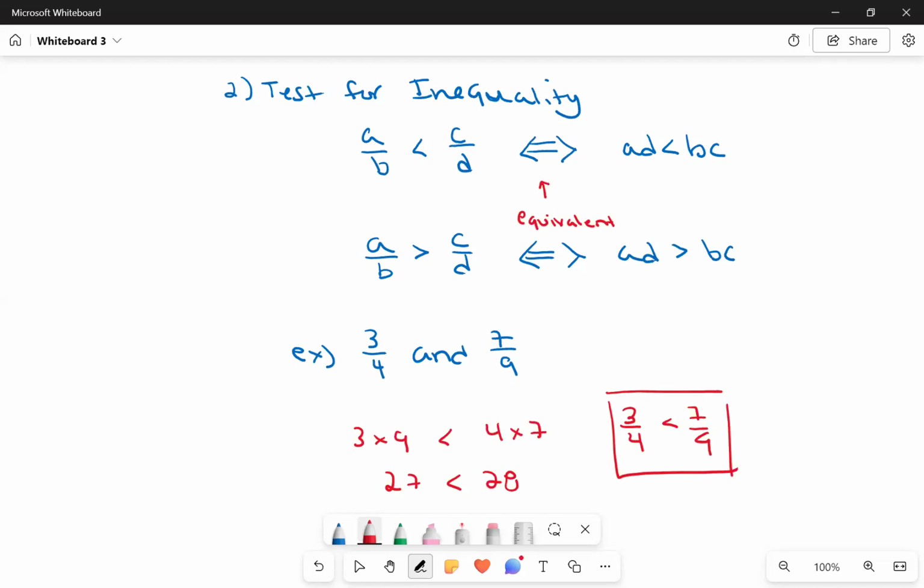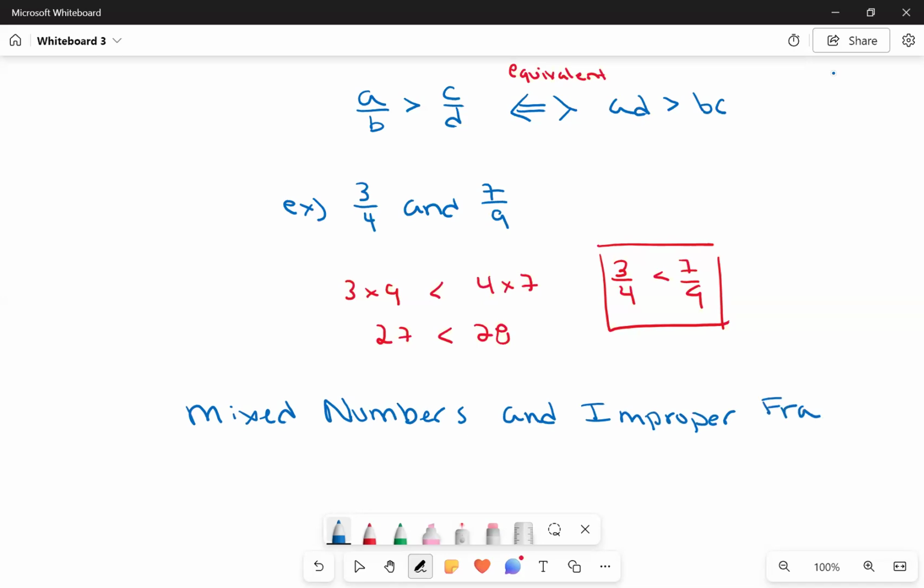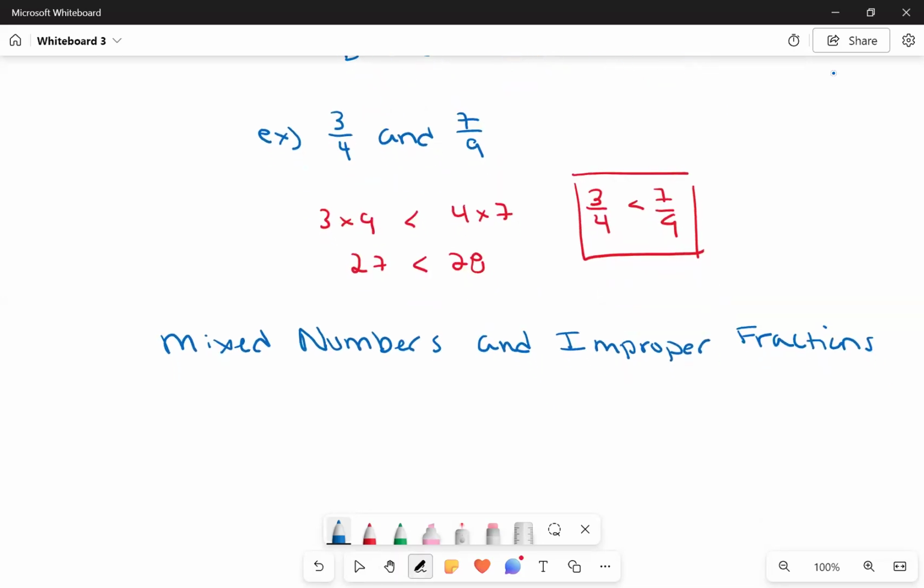All right, and then I am going to go ahead and just squeeze into this video the last little topic with fractions because it's really not worthy of a whole video by itself. And that's the idea of mixed numbers and improper fractions. And we will talk more about this when we start doing addition and subtraction in the next section. But it's kind of nice to see it now before we start focusing on math operations. So mixed numbers and improper fractions.